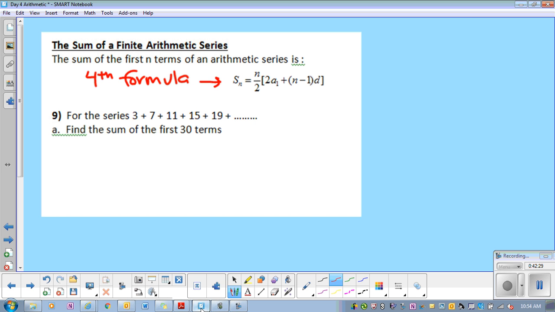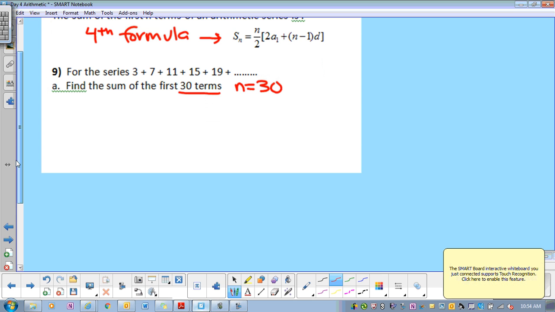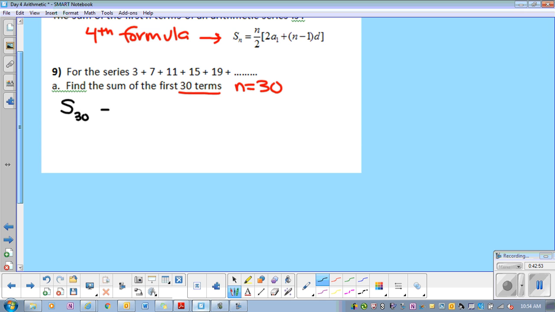So here's the thing. If it says the first 30 terms, that means n equals 30. All right, n equals 30. So let's see what we need. Go get your formula. S sub 30 equals n over 2, so that's 30 divided by 2. All I'm doing is just plugging it in with a bracket.